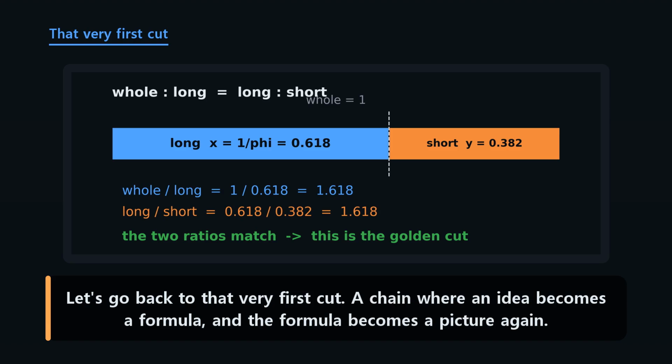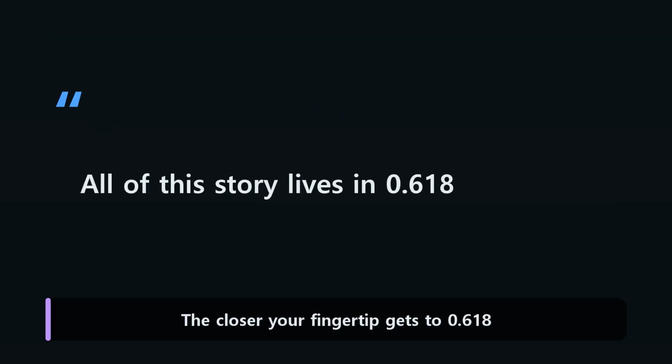Let's go back to that very first cut. A chain where an idea becomes a formula, and the formula becomes a picture again. The closer your fingertip comes to 0.618, the more this entire story fits inside that one single cut.